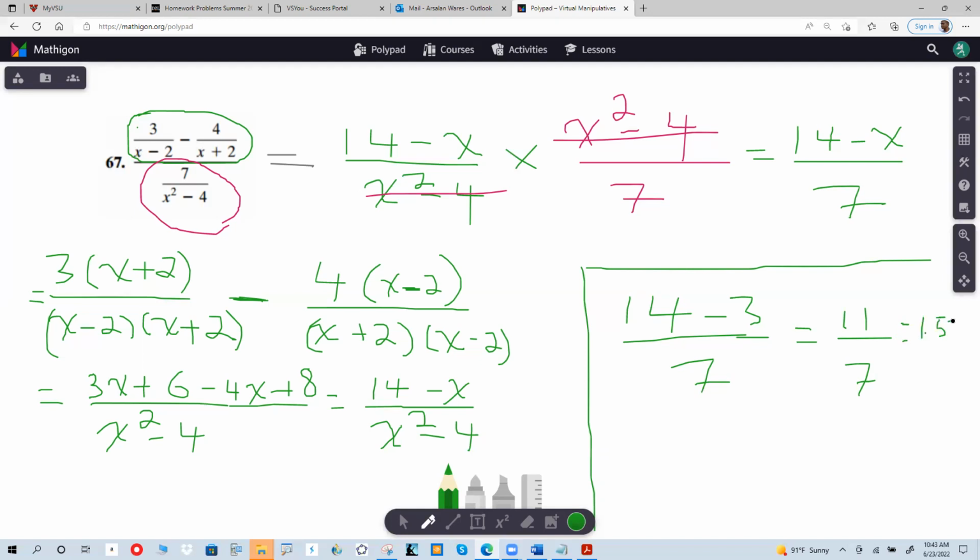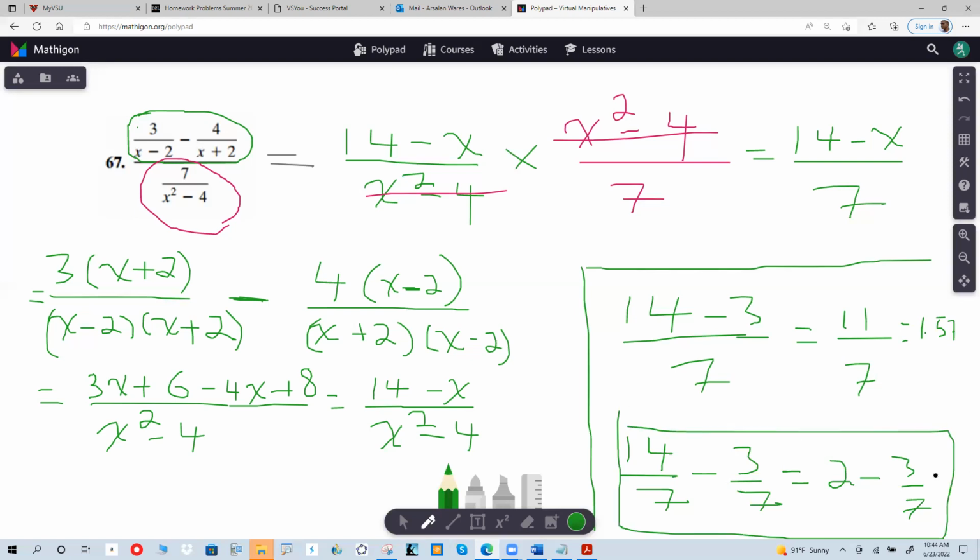1.57. Now, if you wanted to divide 14 over 7, you could do it correctly. You could write it like this: 14 over 7 minus 3 over 7. And now 14 over 7 is 2, minus 3 over 7. I know this is not something I'll give you on the exam, but you can leave it like that. This would be correct, whatever that turns out to be. But here you can divide 14 by 7.